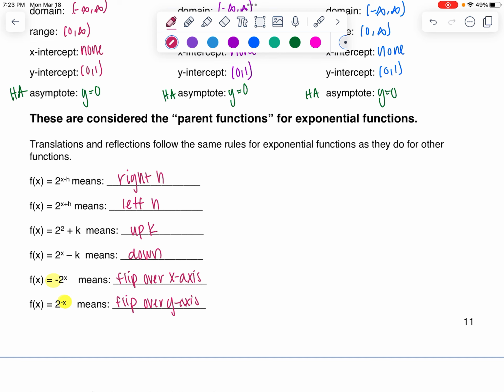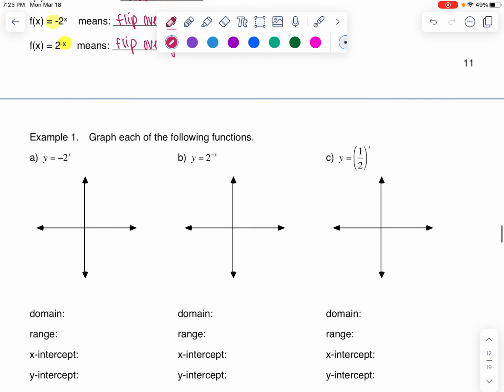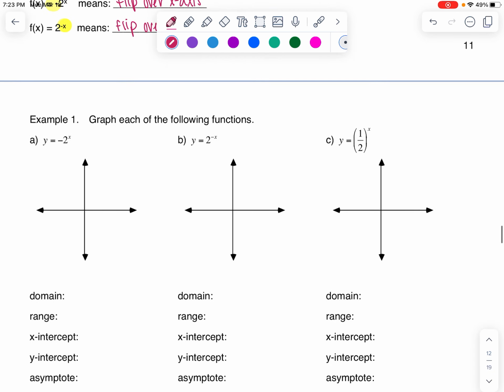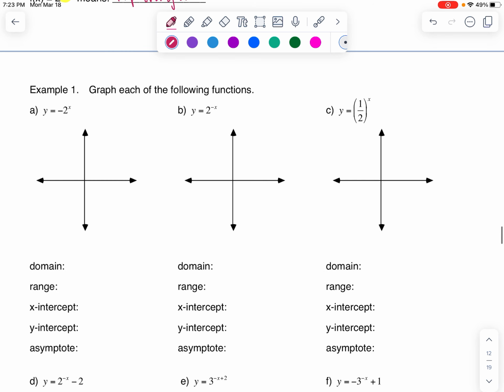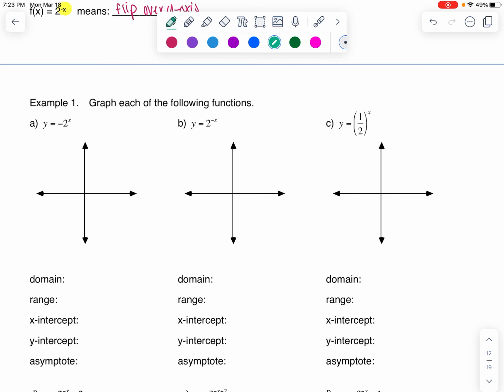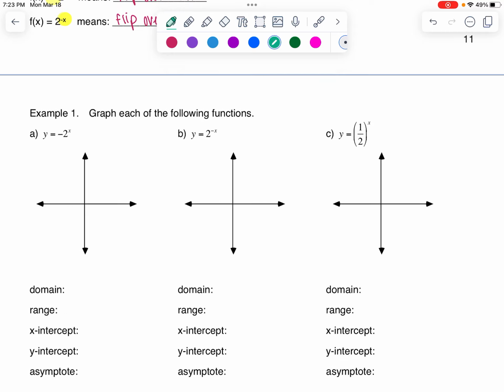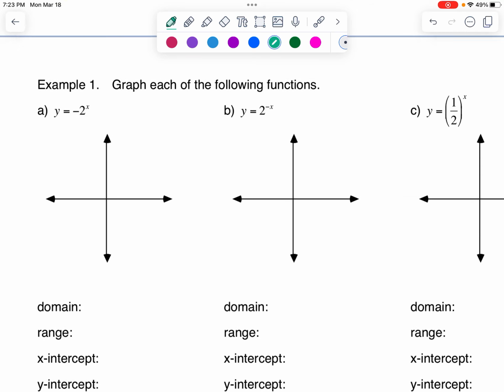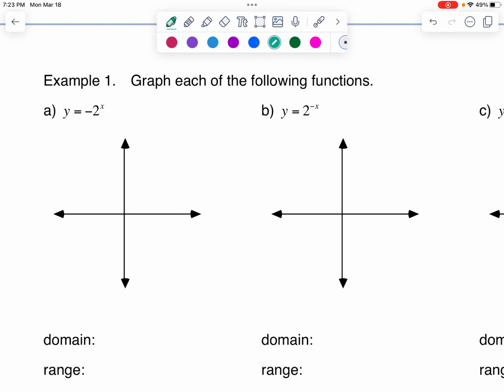So let's go ahead and actually do some examples. It says example 1, graph each of the following functions. Whenever you're graphing these, I would try starting with graphing the parent function. So if I was looking at part A, my parent function is going to be y is equal to 2 to the x. We found out that's what it looks like.